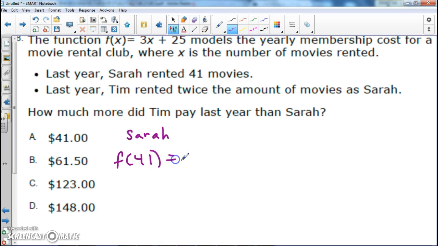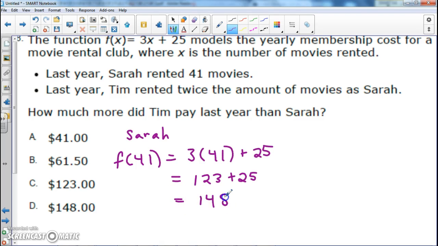So f of 41 equals 3, instead of x, I'm going to write 41, plus 25. So that's 3 times 41 plus 25. 3 times 41 is 123. We still need to add 25. 123 plus 25 is 148. So Sarah paid $148 for her membership cost. Now, let's go on to Tim.